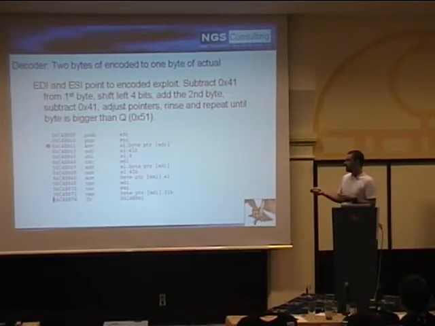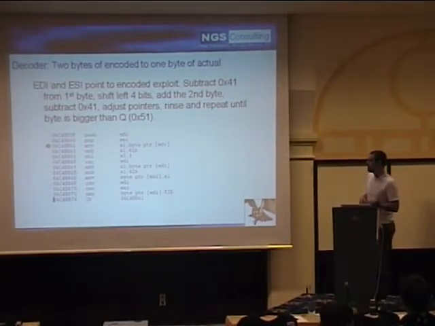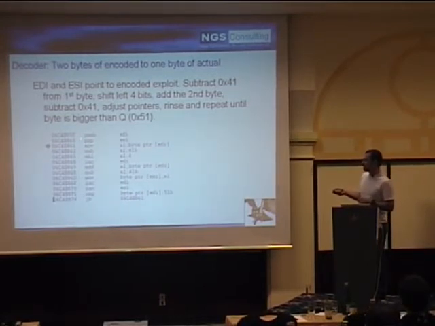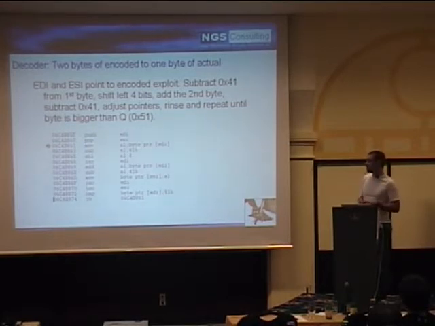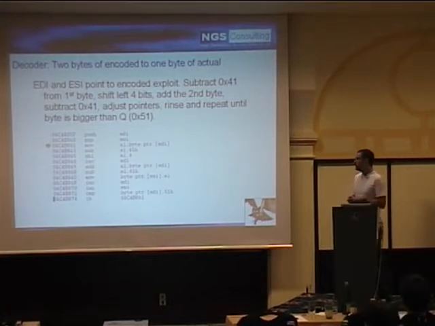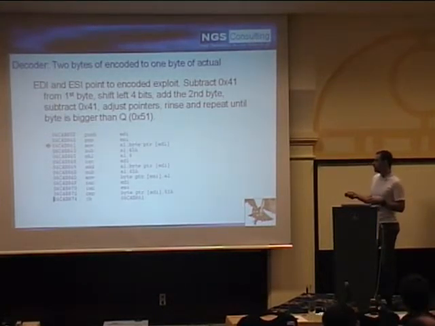Essentially, we set ESI and EDI to point to the beginning of the encoded exploit, move the byte into the AL register, subtract 41 from it, shift it left 4 bits, and then increment the pointer to the next byte in the list, add that to the AL register, subtract 41, and eventually we're left with our original byte of real exploit code in AL, which is then written to ESI.